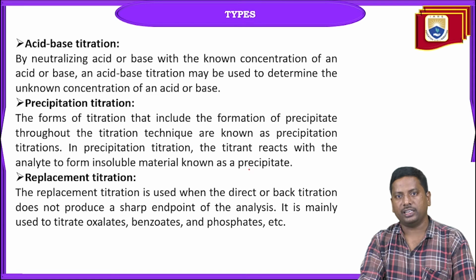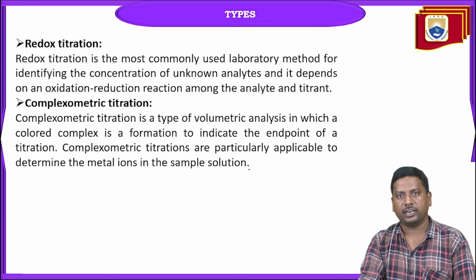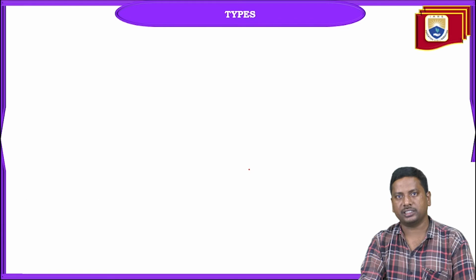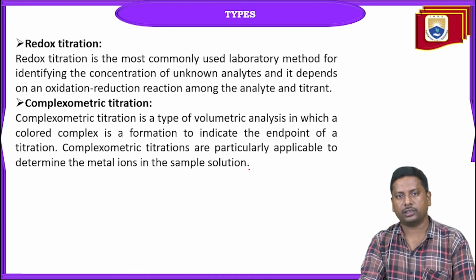Now we see the types of conductometric reactions. There are totally 5 types of reactions: acid-base titrations, precipitation titrations, replacement titrations, redox titrations, and complexometric titrations.